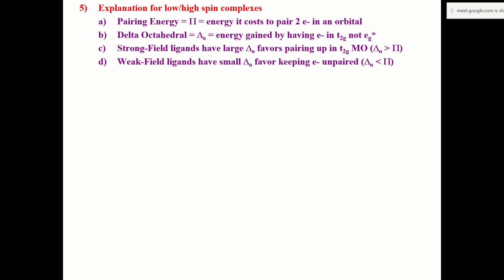Now pairing energy, which we also discussed at length, has the same consideration over here. Pairing energy is represented by capital Pi or sometimes capital P. Whether it's Greek or Roman letters, it is the same. You can use either the Greek alphabet or the English alphabet for representing the pairing energy. Delta octahedral is the energy gained, as we have already defined. So this is the summary that we have here.